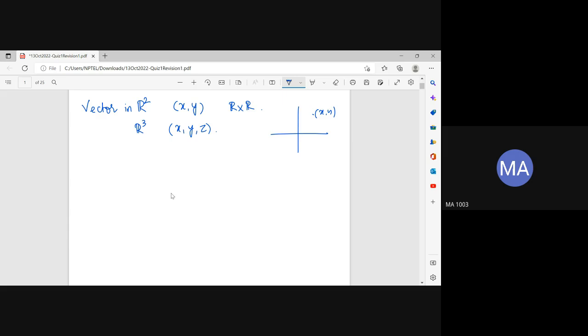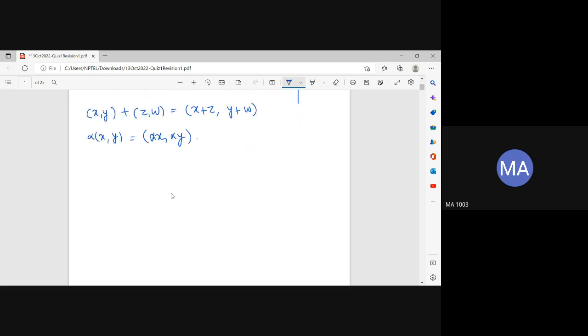So how do we add two vectors? We add them component wise and we do scalar multiplication on the vector component wise. So if I have say x comma y and z comma w, we add them component wise. The first component with the first component, the second component with the second component. And we do scalar multiplication also component wise. Alpha x comma alpha y. And so these are how we add vectors in Rn. And we are interested only in two operations, addition and scalar multiplication. Scalar multiplication is when you multiply with scalars, real numbers.